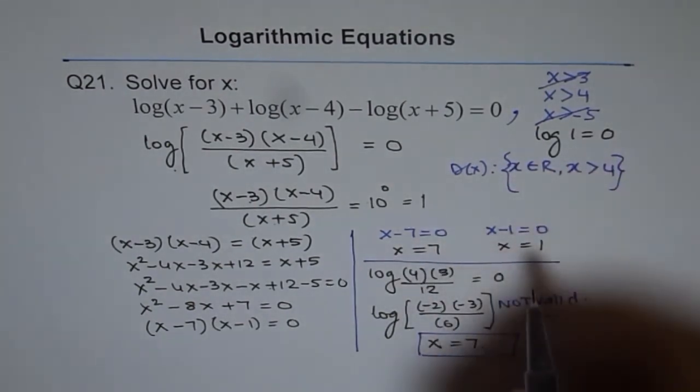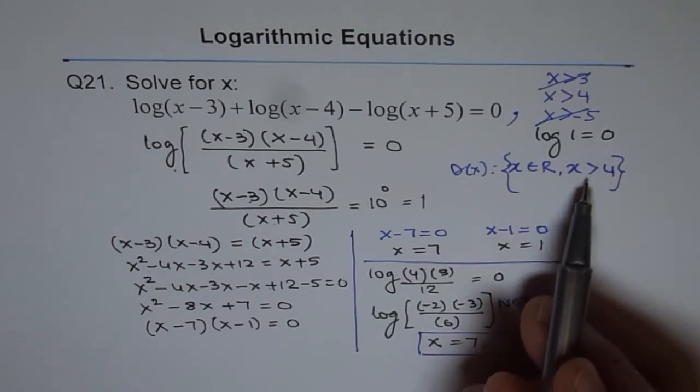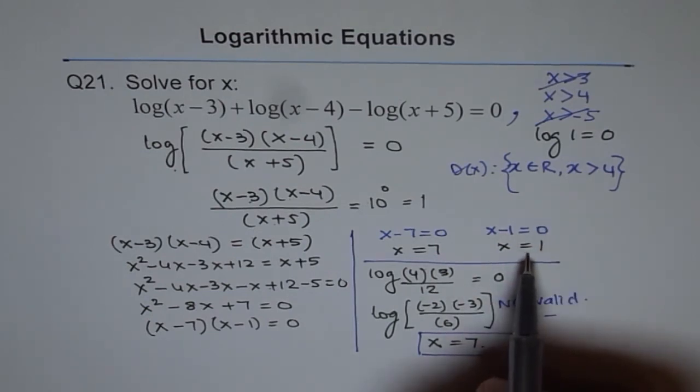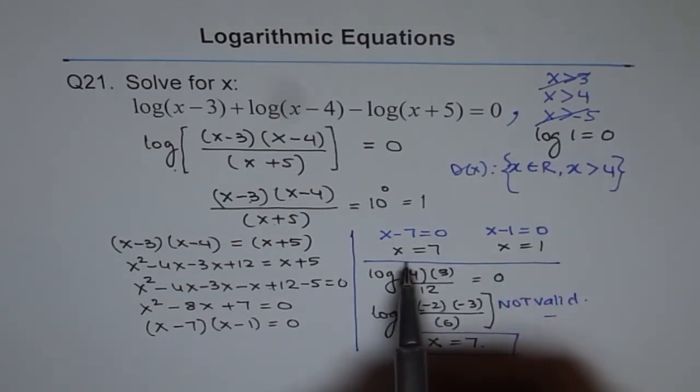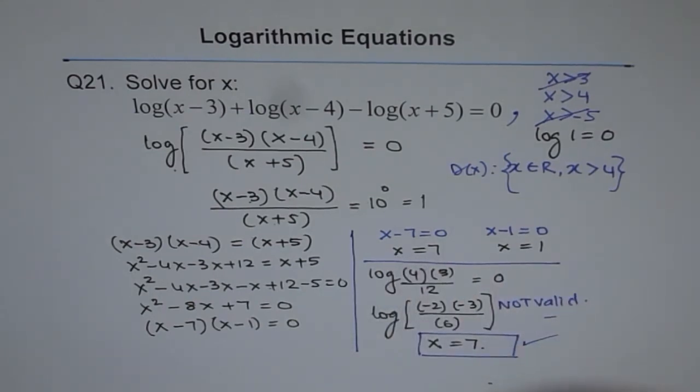Now, we can also argue here that since x equals 1 is not in the domain of the function, it is not a valid solution, and the only solution we have is x equals 7, and so that is our answer. Perfect? So these are different ways of looking into it.